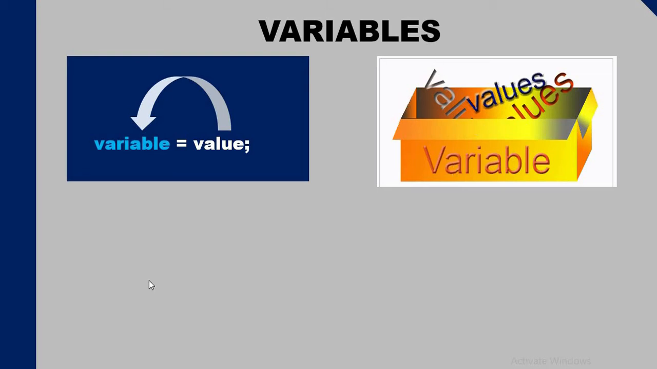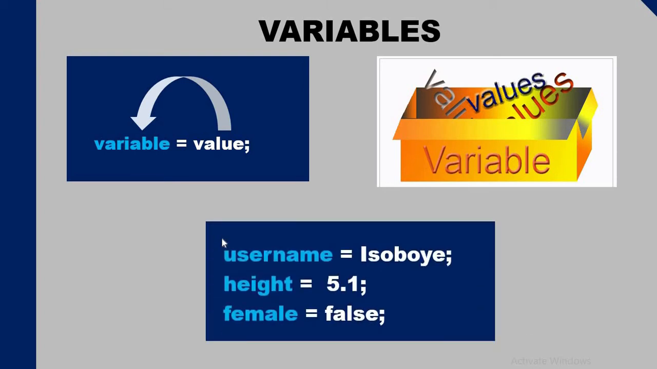But make sure that the name of a variable explains the kind of value that we give it. For example, if I give a variable name, I'm not going to put a figure like 50. Meanwhile, the variable is name, it doesn't match. Take a look at the example here. We have username, and I put my name, Isoboye. We have the height. Height is 5.1. This height is a number variable. And we have female, which is false. The false is a Boolean value.